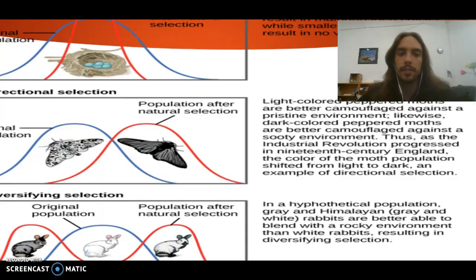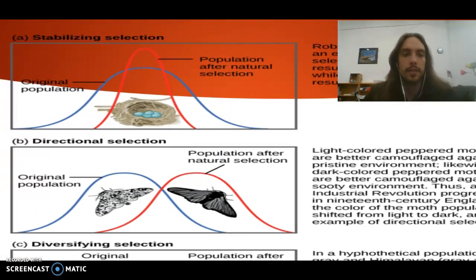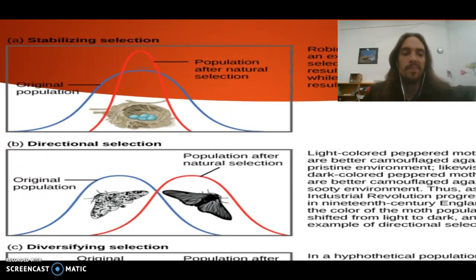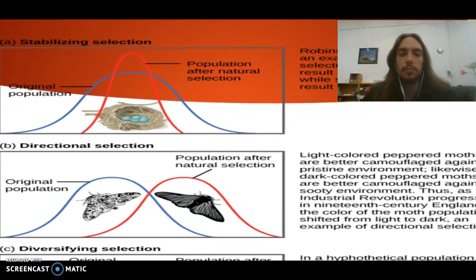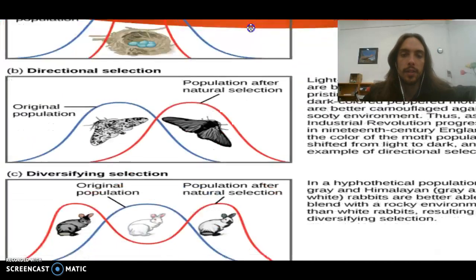So there are many different things that affect biological diversity, but one of the main things that we want to talk about is this idea of selection. There are four types of selection, but the three main types that I'm going to talk about with you are stabilizing, directional, and diversifying selection. So there's diversifying there at the bottom.